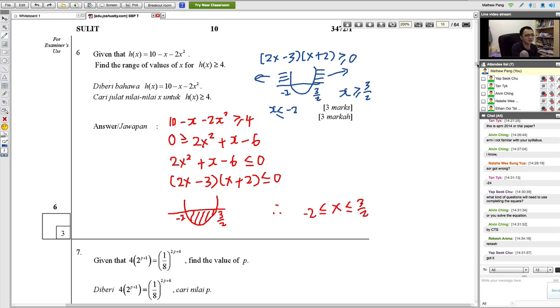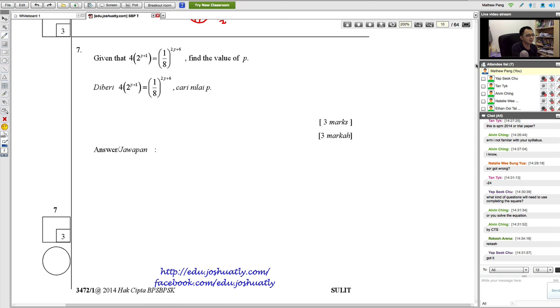So I'm going to move on to 7. Okay, 7 is very simple, just an indices question. When I see 2, 4, 8, I know all of these are related to powers of 2. Because 2 to the power of 2 you get 4, 2 to the power of 3 you get 8. So I will simplify this one to become 2 to the power of 2, and then this one is multiplied by 2 to the power of p plus 1. Okay, 1 over 8. 1 over 8 is 1 over 2 to the power of 3, which is 2 to the power of negative 3. Okay, this is simple indices.